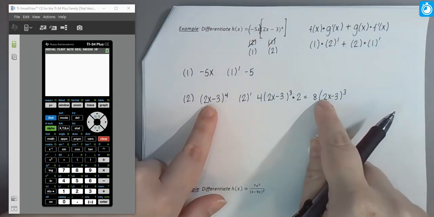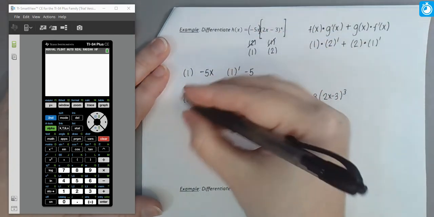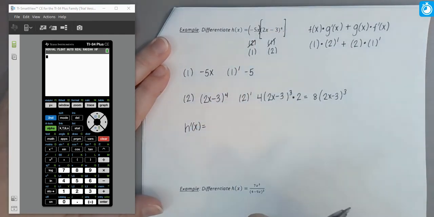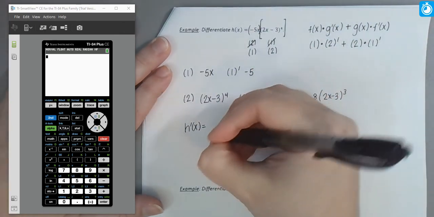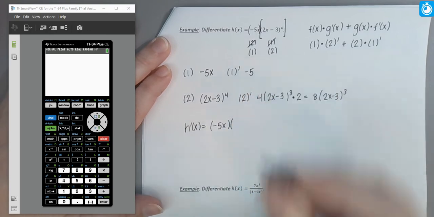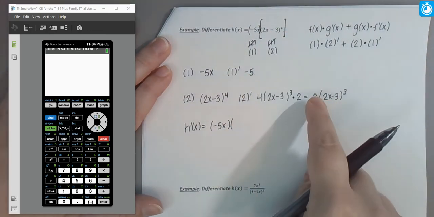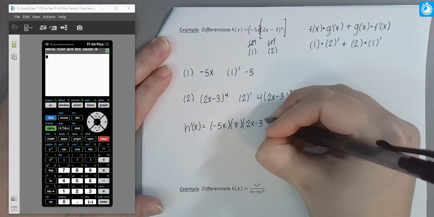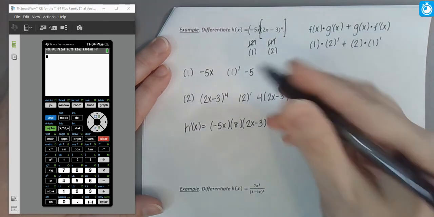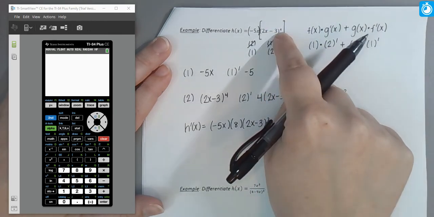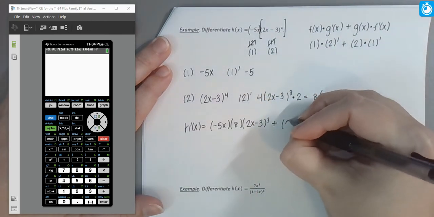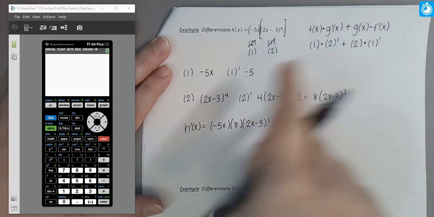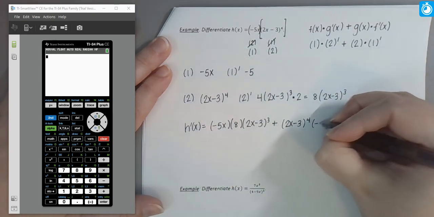And so we have our 4 parts. Now we can put them into our product rule and get the derivative of the actual function. When we differentiate this function, the product of two other functions, it's the first, which is negative 5x, times the derivative of the second, which is going to be 8 times 2x minus 3 cubed, plus the second function, not differentiated, 2x minus 3 to the 4th power, multiplied by the derivative of the first, which in this case we lucked out, it was just a constant, negative 5.